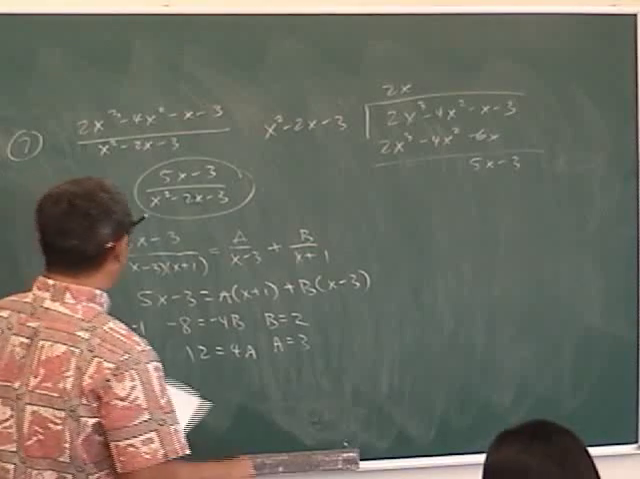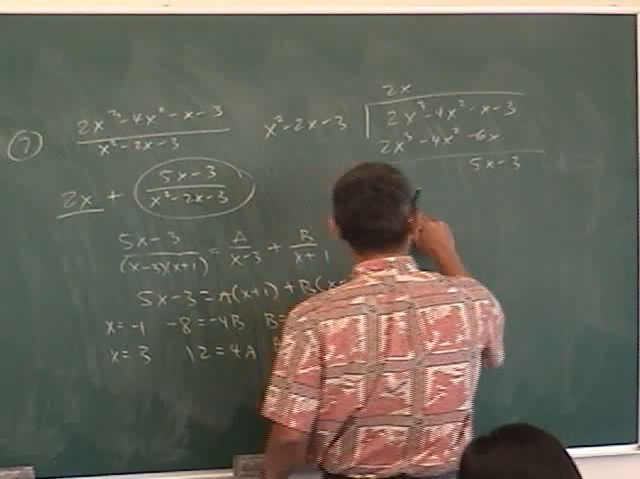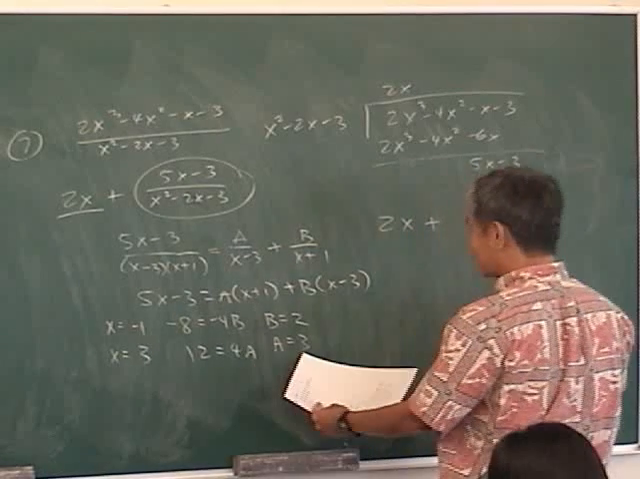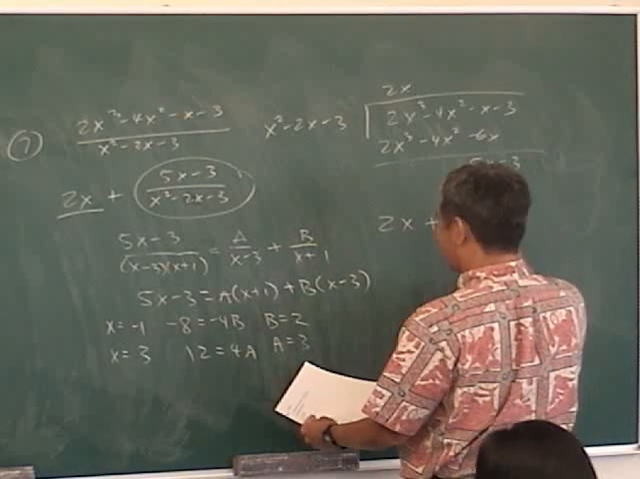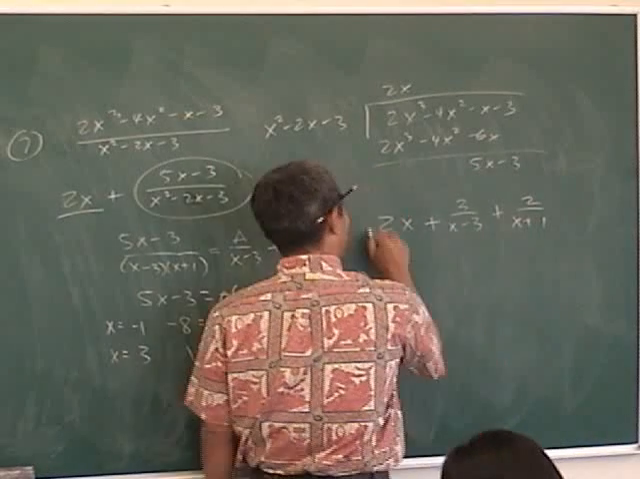Okay, so you remember now, this is part of the answer. So your answer is 2x plus, what is a? 3 over x minus 3 plus 2 over x plus 1. There you go. This is your answer.